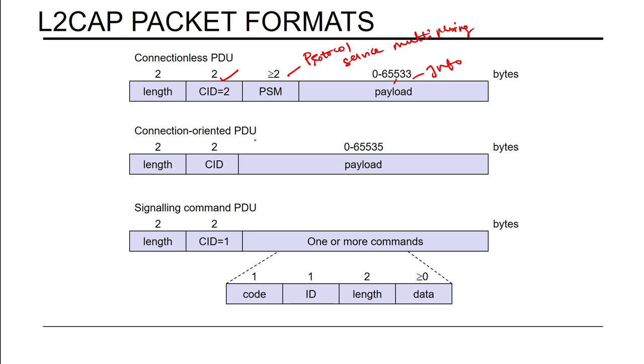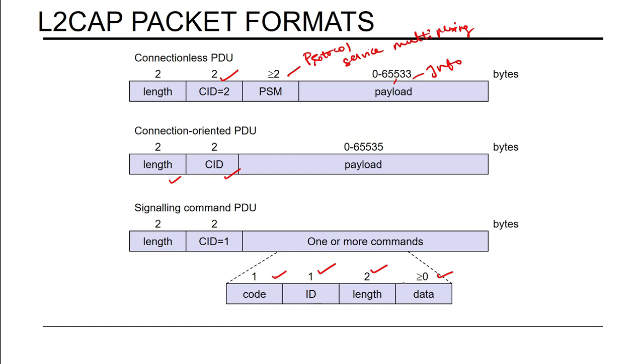And next is connection oriented PDU. For connection oriented PDU, we have a length of 2 bytes and a channel identifier of 2 bytes, and the payload. We don't have PSM, protocol service multiplexing, so totally 0 to 65,535 bytes. And signaling command PDU. In signaling command PDU, we have one or more commands in the payload. So the whole frame will be 1 byte for code, 1 byte for identifier, 2 bytes for length, and greater than or equal to 0 bytes for data. L stands for length of the byte, so length of the payload.